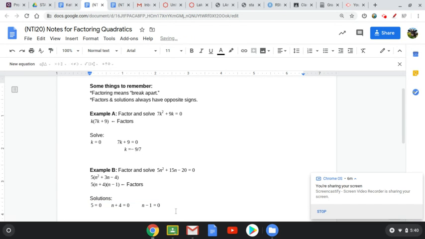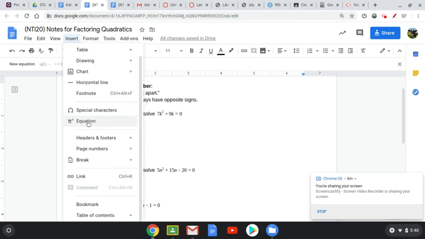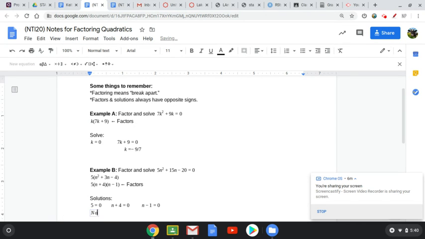If I look at the first piece, 5 equals 0. That is not a true statement. So that's not an answer. 5 is not equal to 0. So here, 5 would not be a solution. I can just kind of say not true or something like that. Not true. But I can solve the other two.